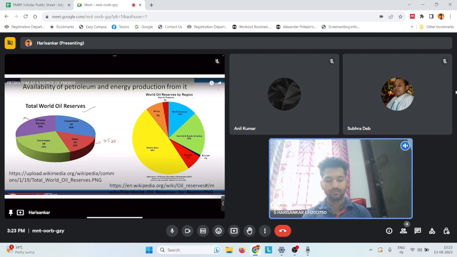And the world reserves by region, if we take it, at least approximately half of this petroleum reserve is found in the Middle East or the Persian Gulf countries like Saudi Arabia, Iran, Kuwait, and so on. And in Asia, which includes India as well, barely 3% is found in India. So as you can guess, most of our petroleum requirements are met by importing petroleum from these countries that have high amounts of petroleum reserves, mainly from the Middle East countries.